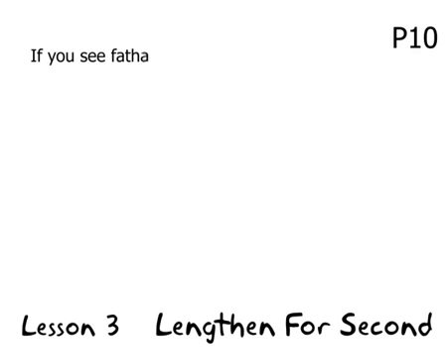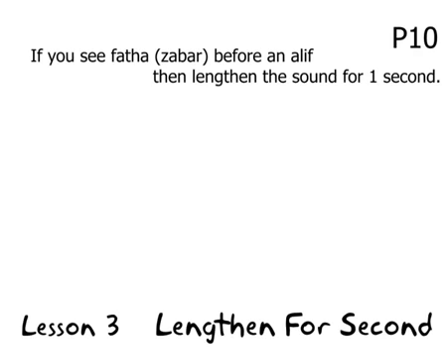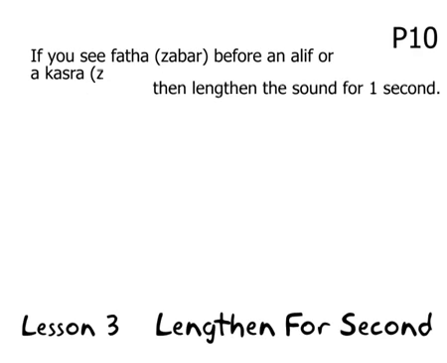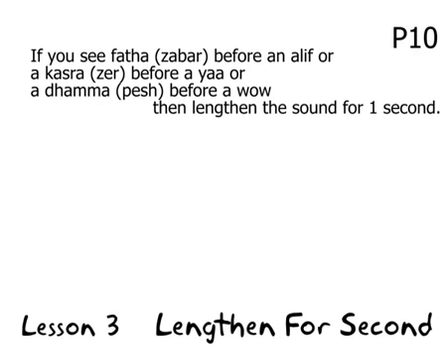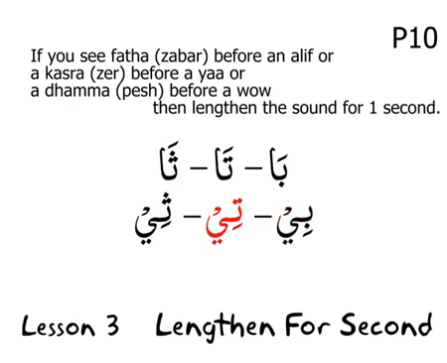If you see fatha, zabar before it is, there's an alif, you have to lengthen it for a second. If you see kasra, a zir, before a ya, then you have to lengthen it for a second. If you see a dhamma before a waw, then you lengthen it for a second. So the examples underneath are ba, ta, tha, bi, ti, si, bu, tu, su.